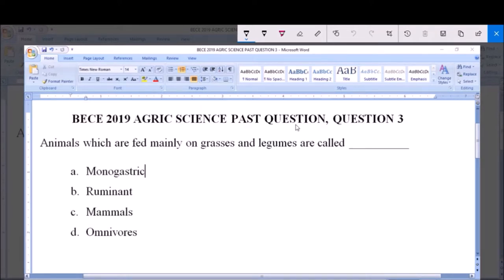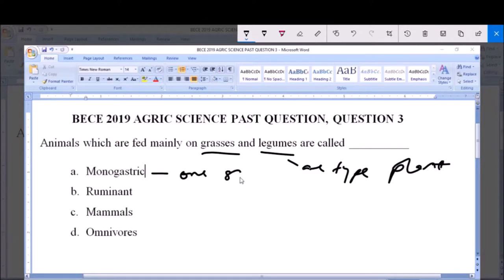Now we are asked for the name given to animals which are fed mainly on grasses and legumes. And like we know, grasses and legumes are types of plants which are used to feed a particular type of farm animals. Now A here says monogastric animals. Monogastric animals are animals with just one stomach compartment. These animals mostly are not fed with grasses and legumes. They include animals like dogs and cats, and they are fed with flesh.